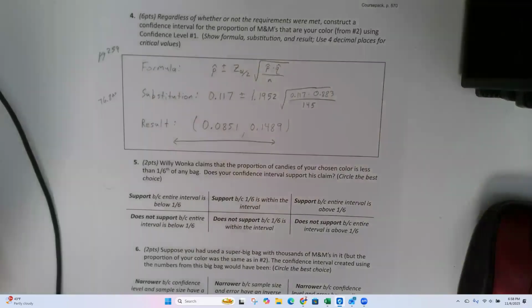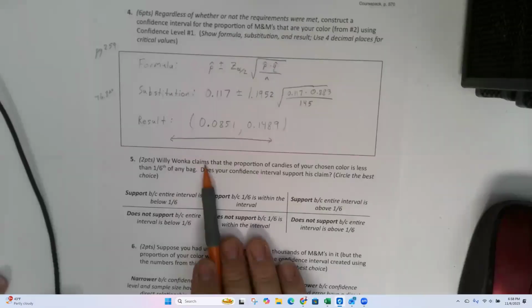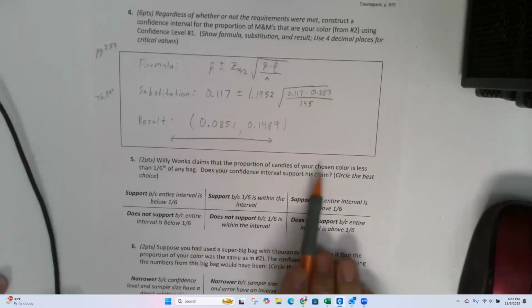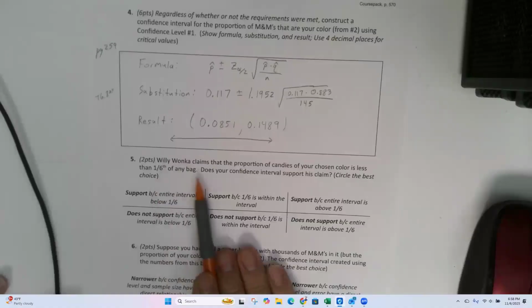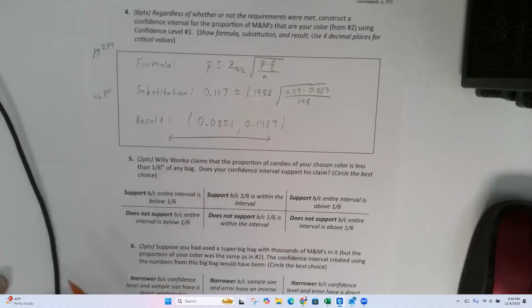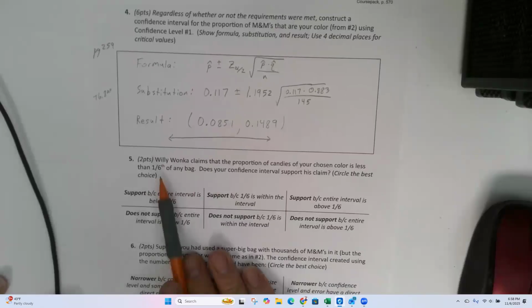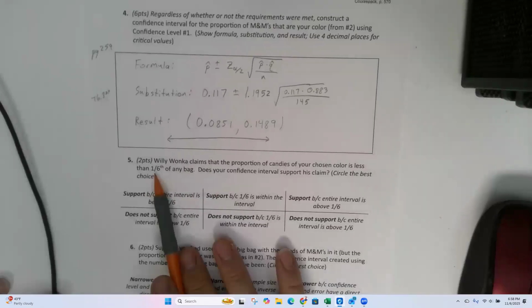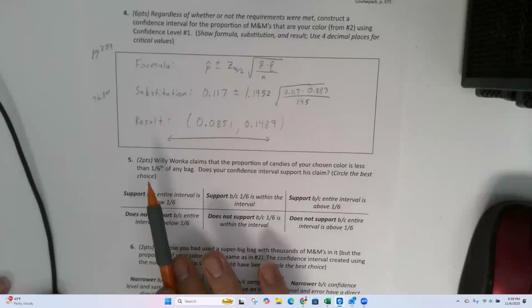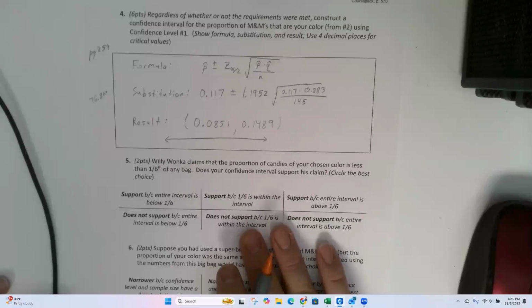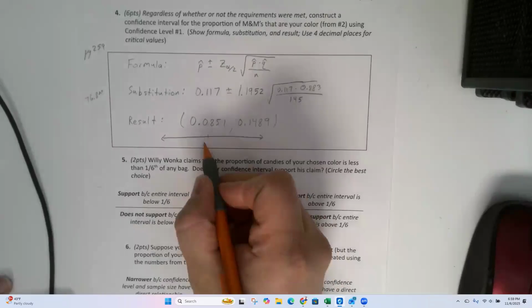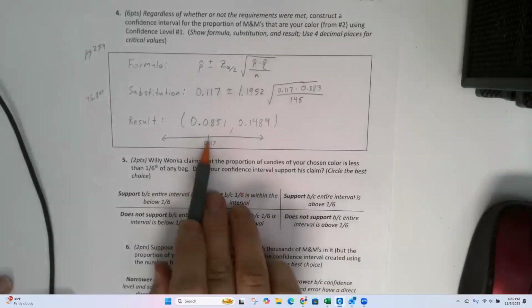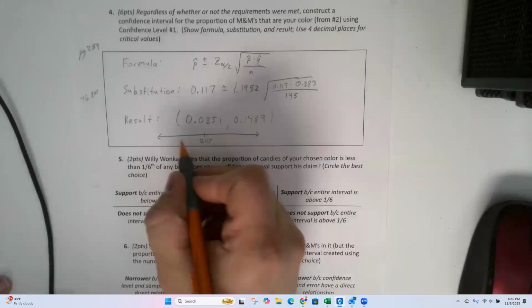So Willy Wonka claims that the proportion of candies of my chosen color, red, is actually less than 1/6 in any bag. Does my confidence interval support his claim? He is saying that there's something shady going on at the M&M's company, and they're making less red than they should. Maybe red dye is more expensive or something. So my p hat is 0.117.